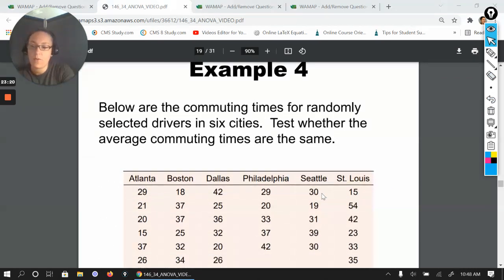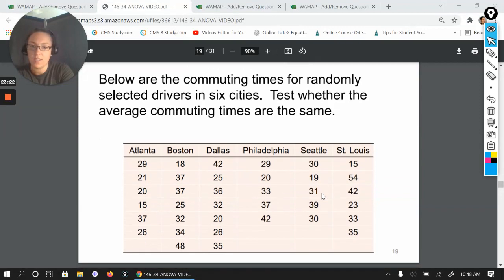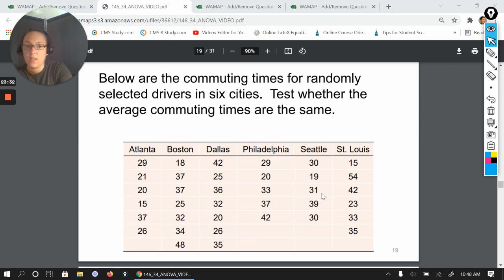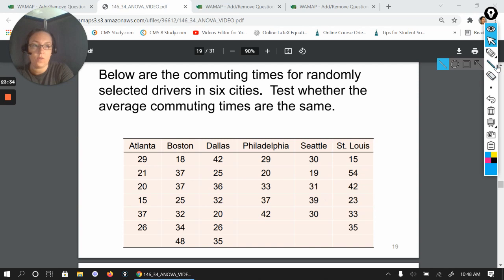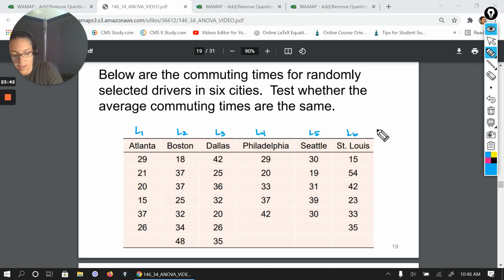So example 4 is going to have us practice that. It says below are the commuting times for randomly selected drivers in 6 cities. Test whether the average commuting times are the same. So again, we're going to put all of this data into list 1, list 2, list 3, list 4, list 5, and list 6.